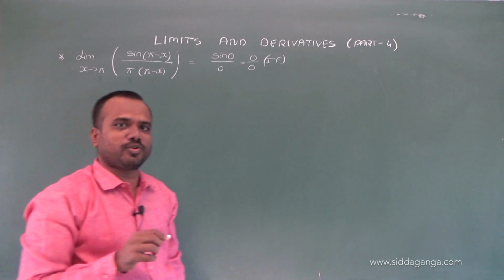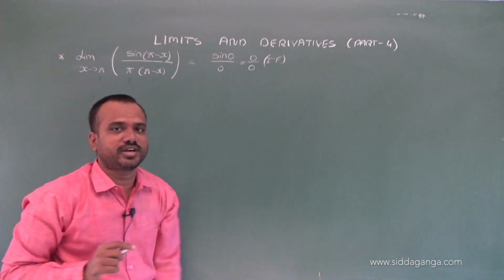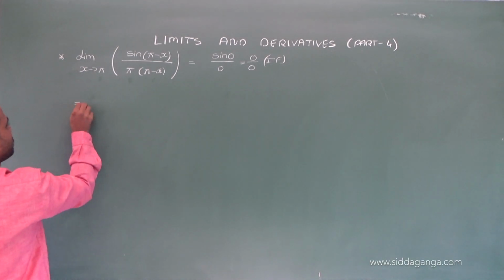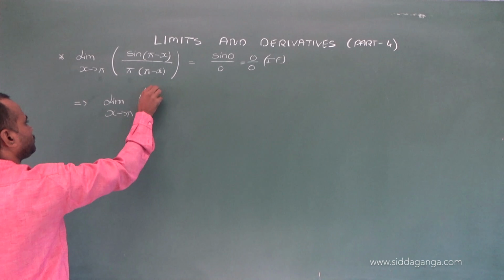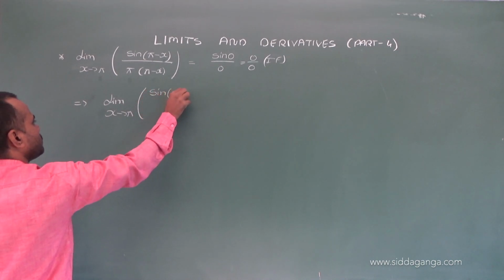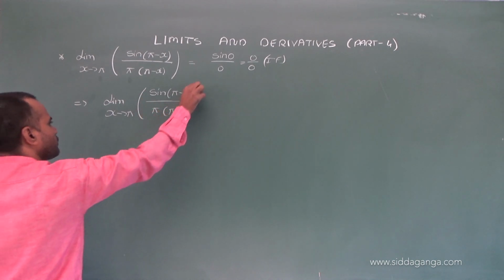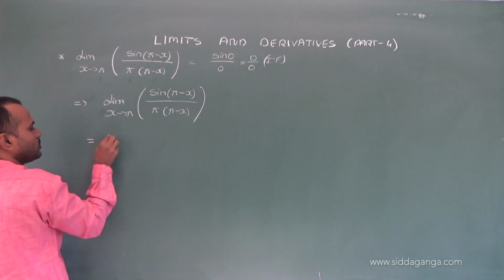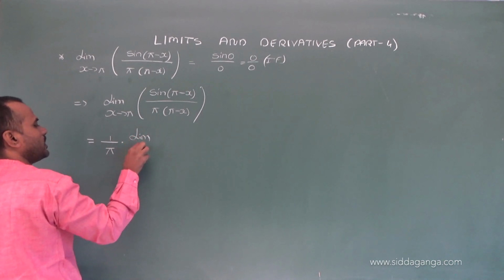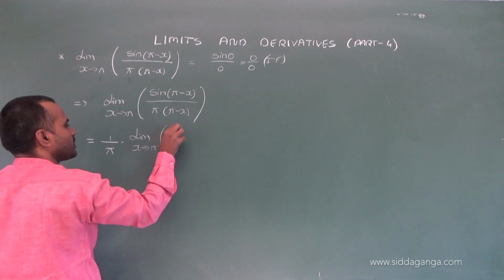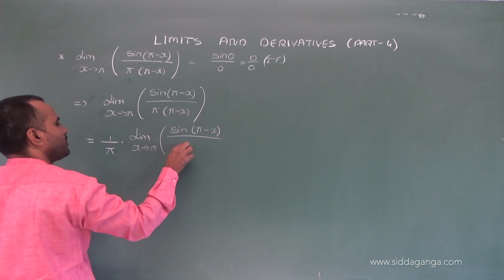So no doubt the answer is 0 by 0, indeterminate form. This is very important. First we substitute the values, and here we got an indeterminate value. The next step: we take this problem once again. Limit x tends to pi, sin of pi minus x divided by pi into pi minus x. This pi we write outside. 1 divided by pi into limit x tends to pi, sin of pi minus x divided by pi minus x.